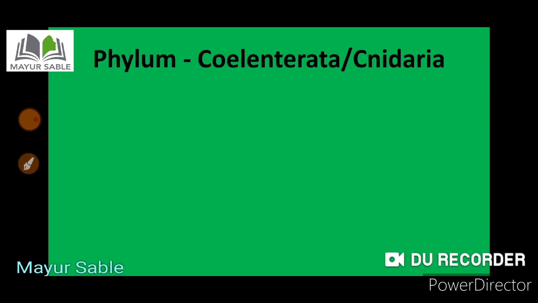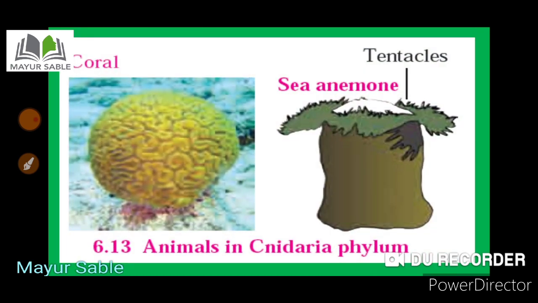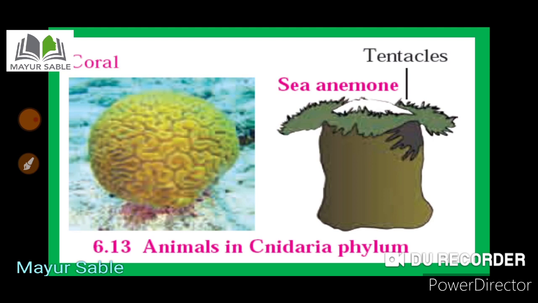The first phylum which we are going to study today is the phylum Coelenterata or Cnidaria. The peculiarities of the phylum Cnidaria are that the body of these animals is cylindrical or umbrella like. You can see here in this diagram the animal having the cylindrical shape, and here in this diagram they are having the umbrella like structure. If the body of the animal is cylindrical like this, then it is called a polyp, and if the body is umbrella like, then it is called a medusa.